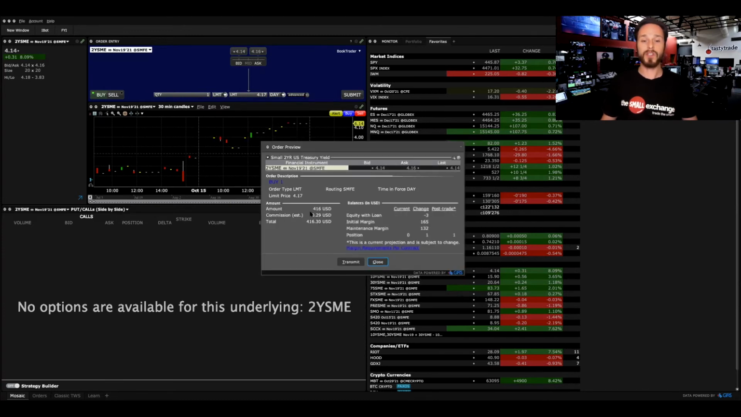So the actual notional value on this contract is only $400. This is tiny compared to the original futures products that I was showing earlier. Look, the commission is only 29 cents, and I only have to put up $165.